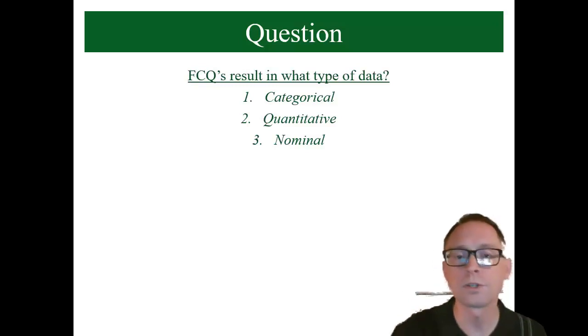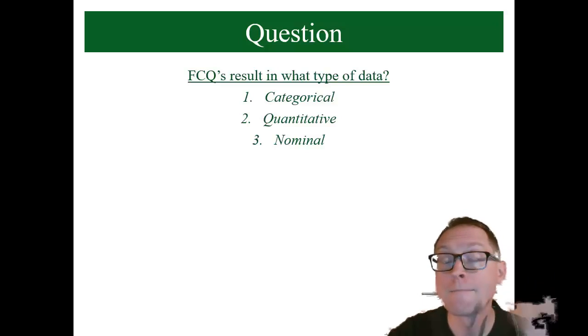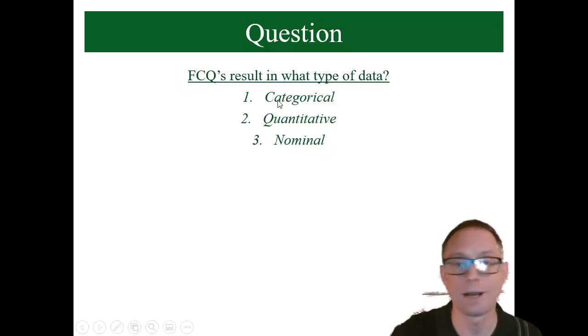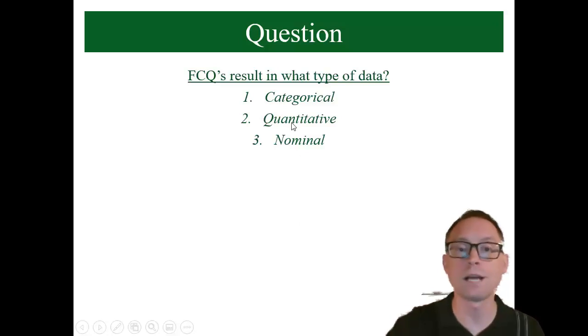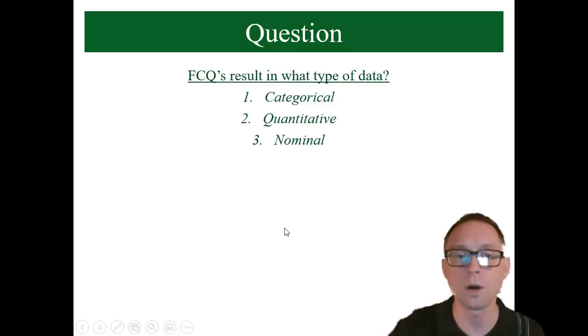FCQs, what do they result in? What kind of data? Well, again, nominal and categorical are the same, right? If there's any more or less going on, then it's got to be quantitative, because ordinal, interval, and ratio are all quantitative. So your FCQs give quantitative data.